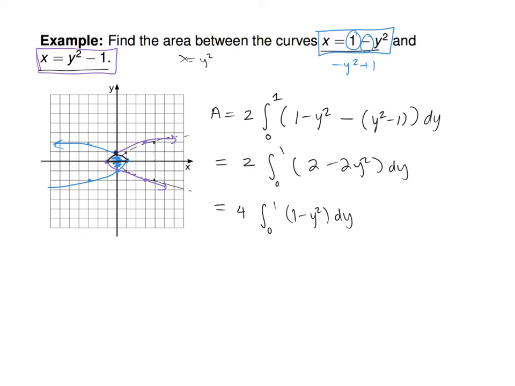Could you get it from there if you had to? Probably. If you want to work it out later, you get 8/3. Okay.